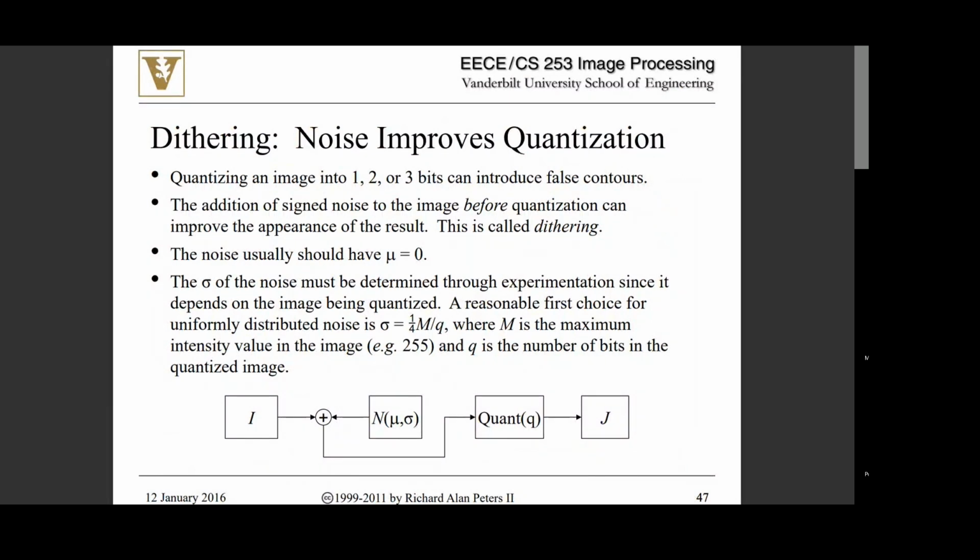So let's say that you want to apply quantization by a factor of Q. So you want to quantize into 1, 2, 3 bits. And so this Q is the number of bits. Let's say that the maximum value of your images is 255. So this sigma could take this value: 1/4 over n times n per q.